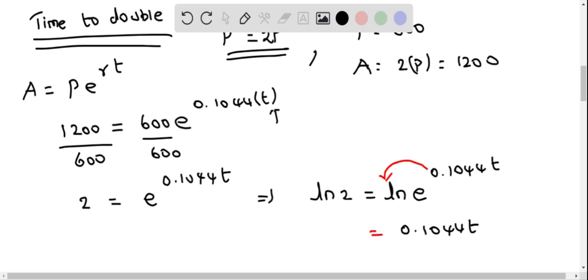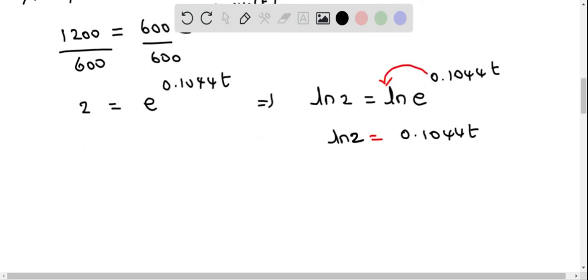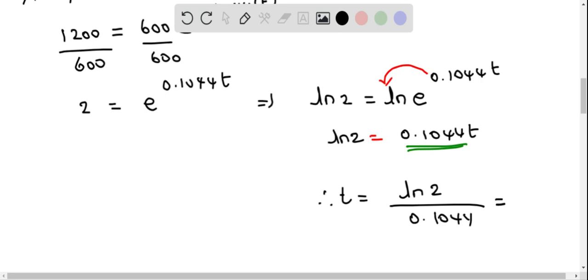So therefore this will become 0.1044t multiplied with the natural logarithm of e. We already know that natural logarithm of e is 1. So 1 times 0.1044t is just the same value. On this side we have natural logarithm of 2. Now we divide both sides by 0.1044, so we can solve for t. Therefore t equals natural logarithm of 2 over 0.1044. We plug this into the calculator, and when we do that, we approximately get the value of t as 6.639, which we can round to 2 decimal places as 6.64.